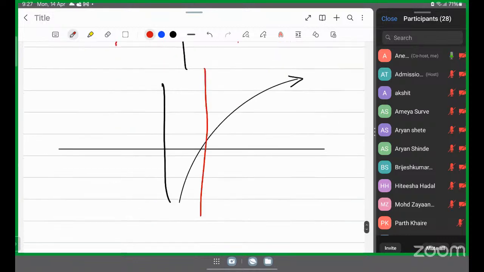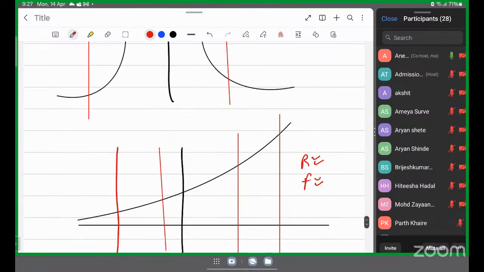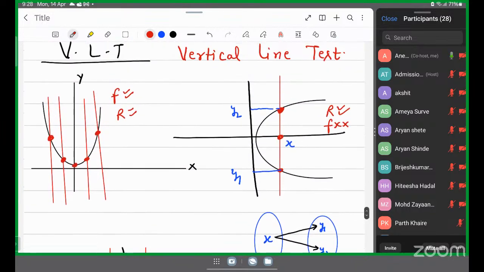In this case also, the vertical line will cut the curve at exactly 1 point. So this is also a relation as well as a function. This also indicates that in conic sections we have parabola, hyperbola, ellipse and circle. All these are equations. All these are relations between x and y coordinate, but these are not functions.